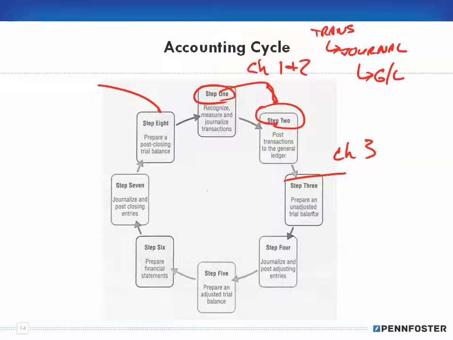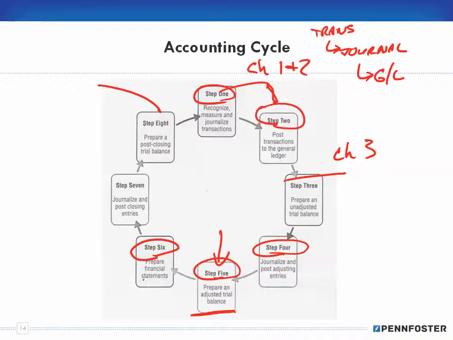We create ourselves an unadjusted trial balance, but those numbers are not right. So what we have to do is make them right. We make additional journal entries in step 4, and we post those to our ledger accounts. Then in step 5, we create an adjusted trial balance because we've changed those figures. Once we have an adjusted trial balance where we know the figures are absolutely correct, this allows us to move into step 6, which is prepare our financial statements.